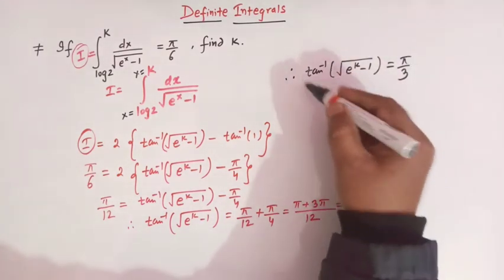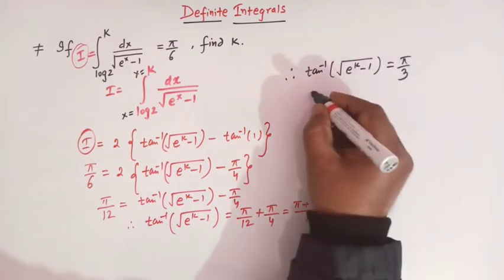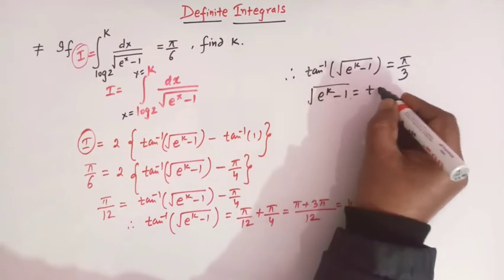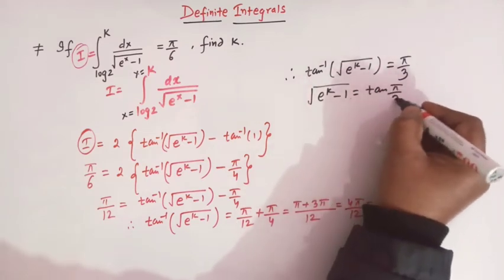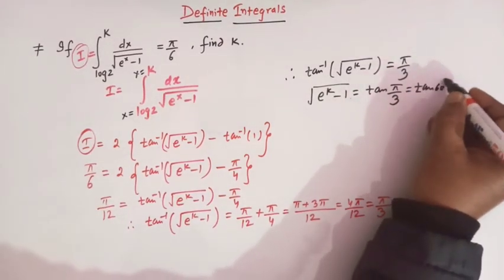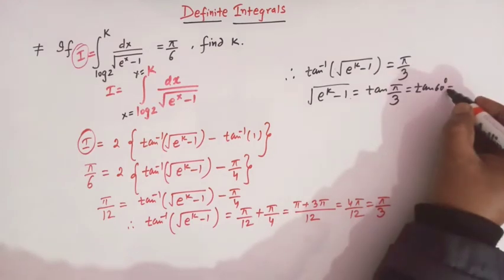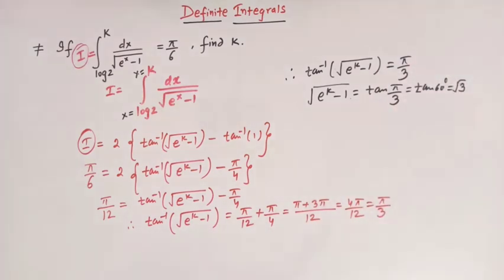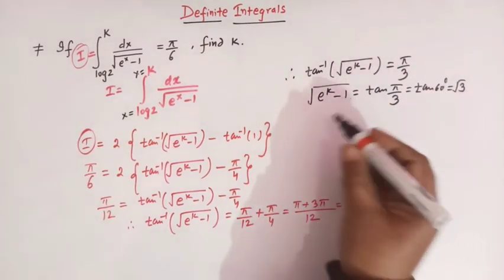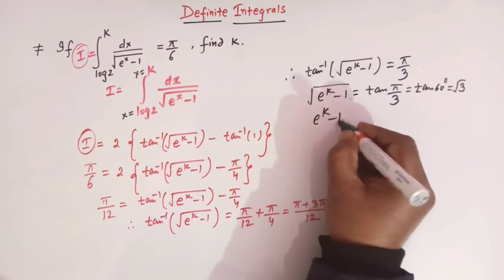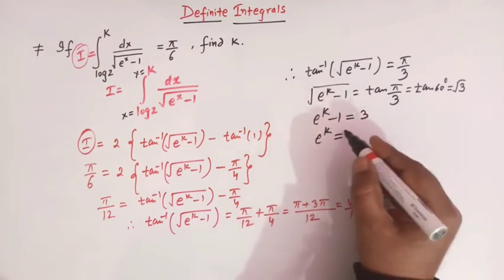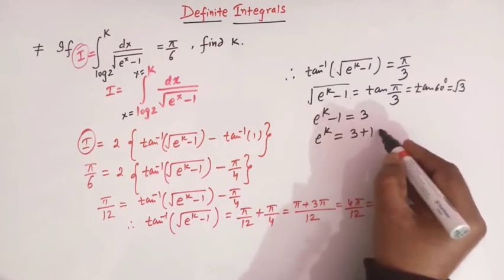Now taking this tan inverse to the other side, we have square root of e raised to k minus 1 is equal to tan pi over 3. And tan pi over 3 is tan 60 degrees, which is equal to square root of 3. Now if we take the square of both sides, we have e raised to k minus 1 is equal to 3, and e raised to k is equal to 3 plus 1, that is 4.